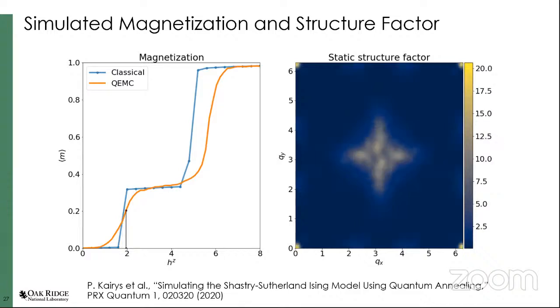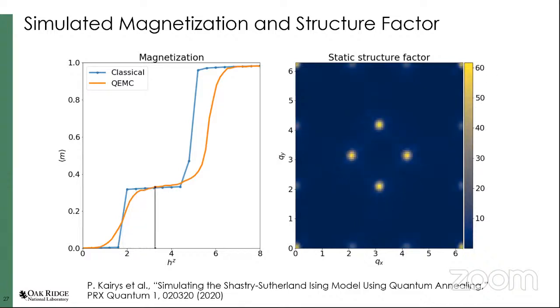And this is exactly what we've done at Oak Ridge. And you can see that this simulated structure factor gives rather good agreement with the 4 lobes that we expect to see in these intermediate fractional plateaus.